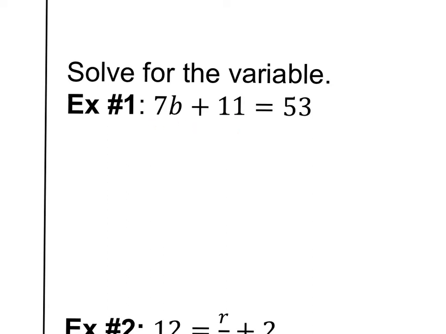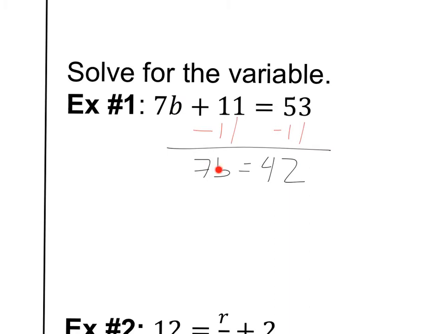So when we're undoing something, we work backwards. We're going to first attack this add, and then we'll attack this multiply by 7. So attack this plus 11 here. We just simply subtract 11, and we have to do that from both sides of the equation. That's what keeps the equation true. That means here I'm going to get 7b, and 53 minus 11 is 42. Okay, we now have a much simpler equation.